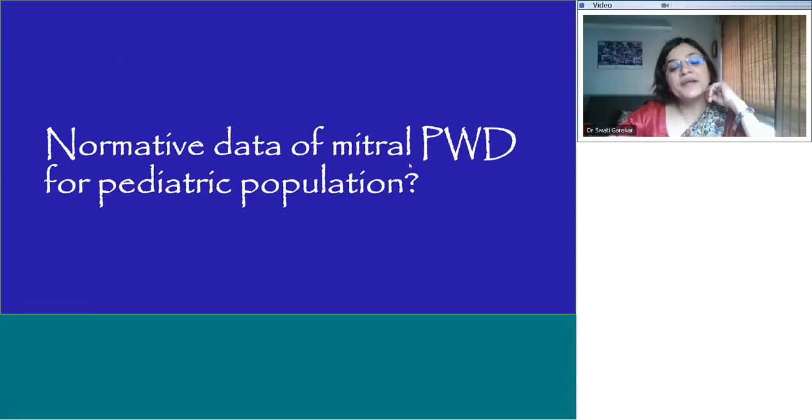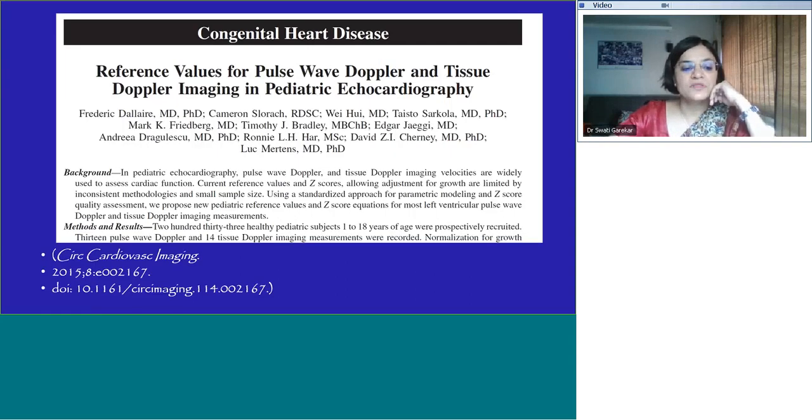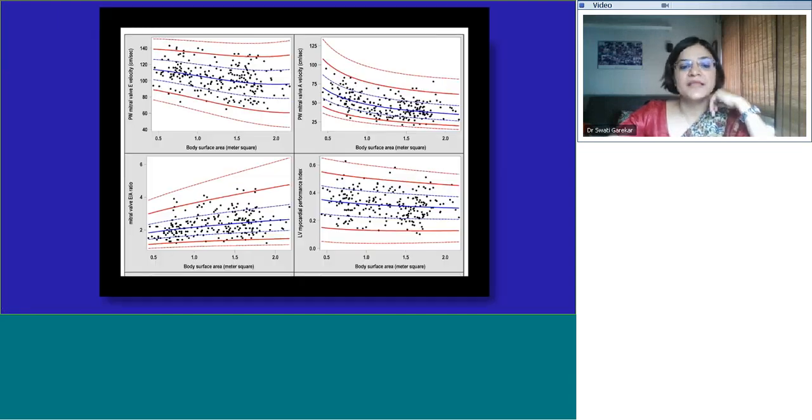Do we have normative data for mitral PWD for pediatric population? Yes, we do. We've got this reference coming from 2015. They looked at 233 healthy pediatric subjects, and they generated these various graphs where the dark blue is the mean, while the dark red is the +2 and -2 limits. So you've got E velocity peak, you've got A velocity, you've got E and A ratio, so everything is displayed here according to what the BSA of the patient is.